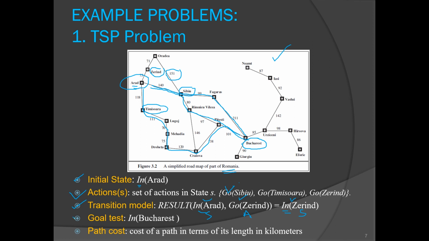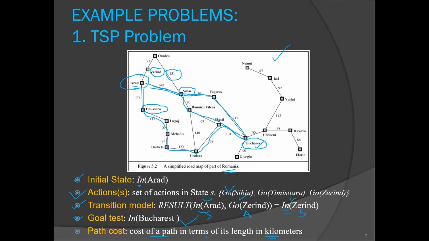Then the goal test. My agent should reach Bucharest, right? So my goal test will be In Bucharest. The goal state will be In Bucharest. Now the path cost of a path is in terms of its length in kilometers. That will be my path cost.